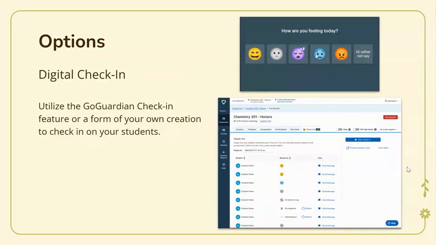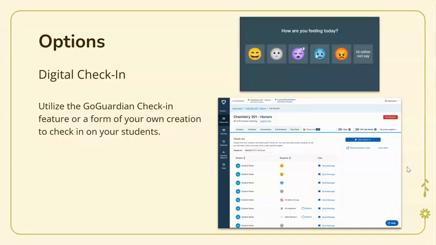Lastly, there's an option to do it digitally. So this is something that is specifically suggested for secondary students because of that whole wanting to not upset the status quo. They don't want their classmates to know how they're feeling. There's a lot of insecurity there. So, this is a really great way to do it in a way that is a lot more anonymous. So, a digital check in.